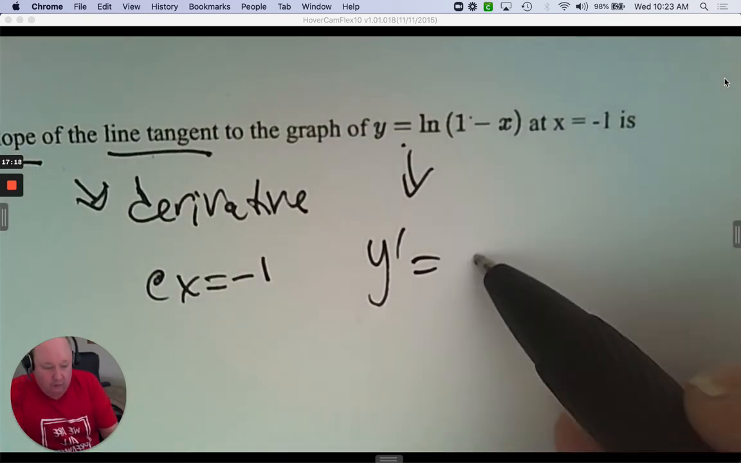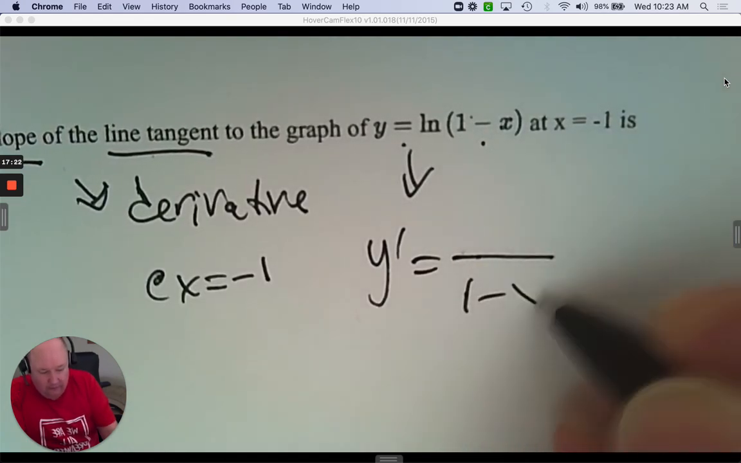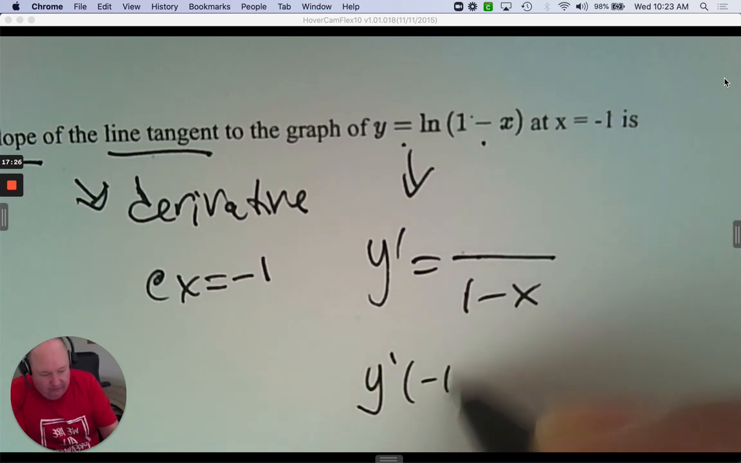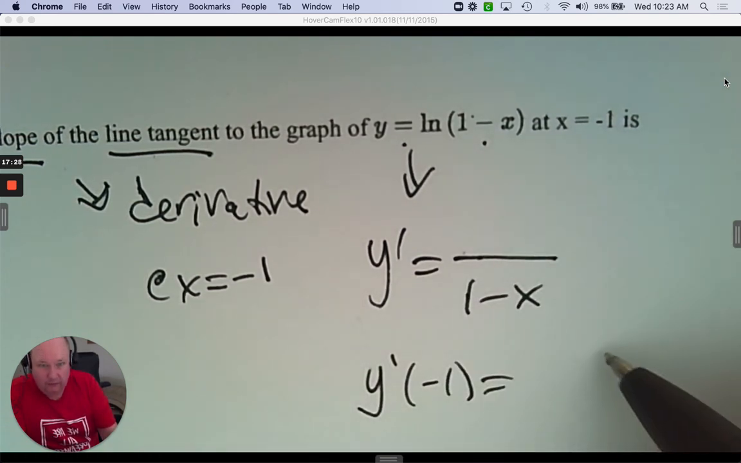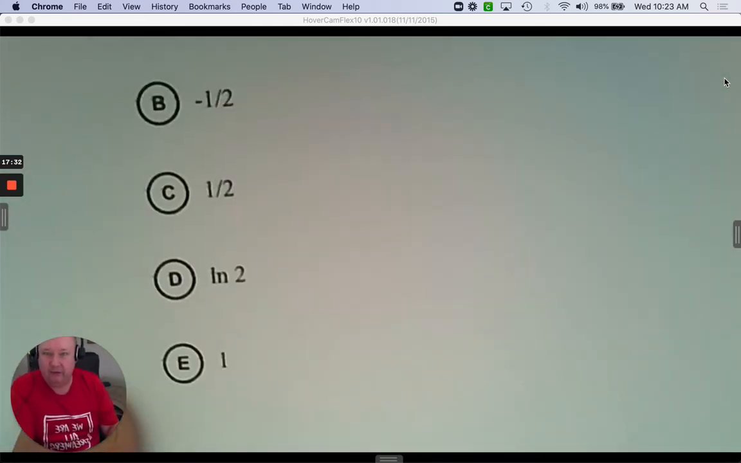So take the derivative. Do you know the formula? What you see goes in the denominator. The derivative goes in the numerator. And then you plug in -1 and you answer it. And then you turn the page, and then see which answer matches that.